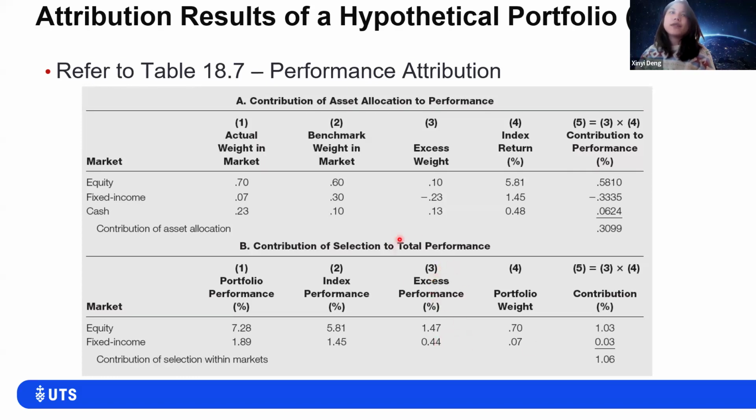for this component, we focus on excess performance, which is just the difference between the portfolio performance and the index performance of each market segment. And we calculate the contribution of selection to total performance on the basis of this column of excess performance we calculated.